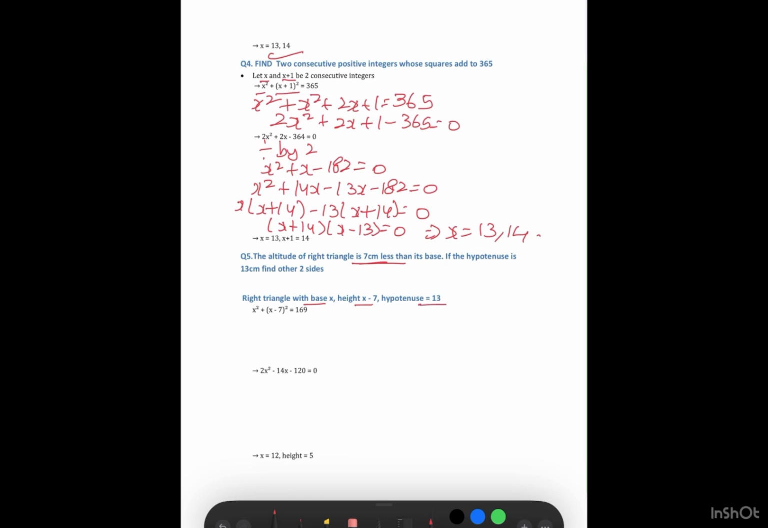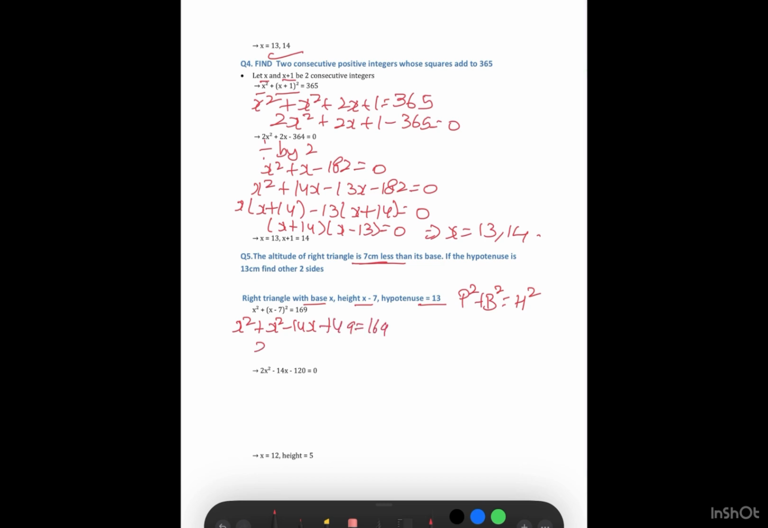So the next question is, the altitude of a right angle triangle is 7 centimeter less than the base. The hypotenuse is 13, we have to find the other sides. If it is a right angle triangle, let the base be x, the altitude is 7 less than the base, x minus 7, and the hypotenuse is 13. We will use Pythagoras theorem over here. Perpendicular square plus base square is hypotenuse square. In place of perpendicular, square of x, base is (x minus 7) whole square, is equal to 169.